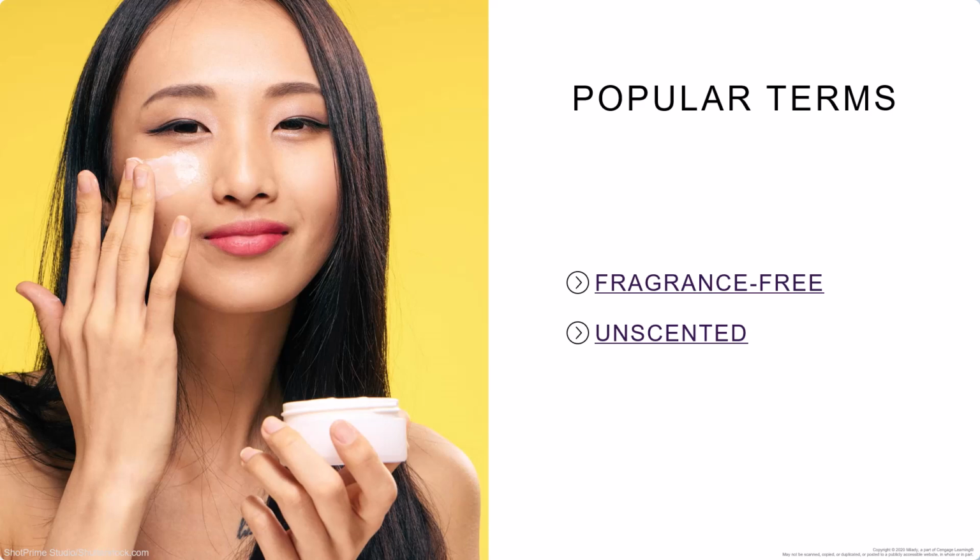Unscented products are formulated to have no smell at all. Most ingredients do have an odor, so there are ingredients that are added to mask or neutralize that smell. For example, if a product does have lavender, a chemical can be added to mask or neutralize that smell, and the product can then be labeled as unscented.